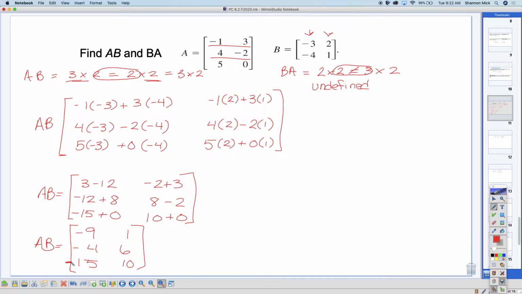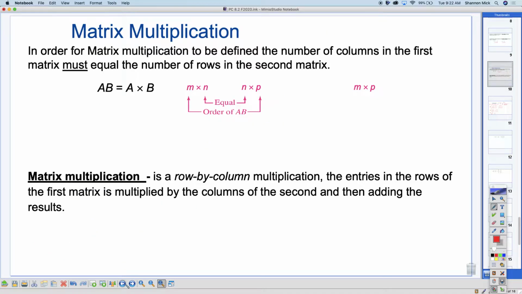So if I could work out A times B and I couldn't work out B times A, does that make matrix multiplication commutative? No. Because if it was, I'd get the same answer for A times B and B times A, wouldn't I? So matrix multiplication is not commutative. You're going to have problems that say do A times B and B times A. Sometimes they'll both work and sometimes they won't. And sometimes you will get the same answer, but not always.